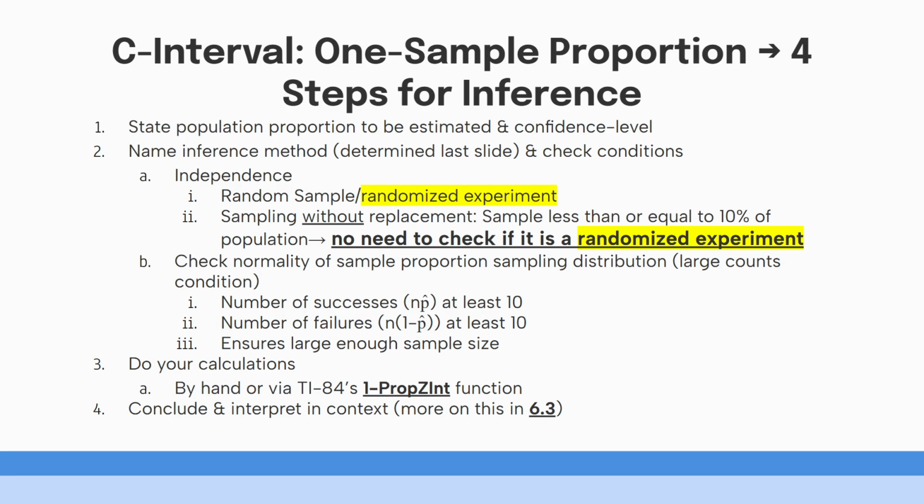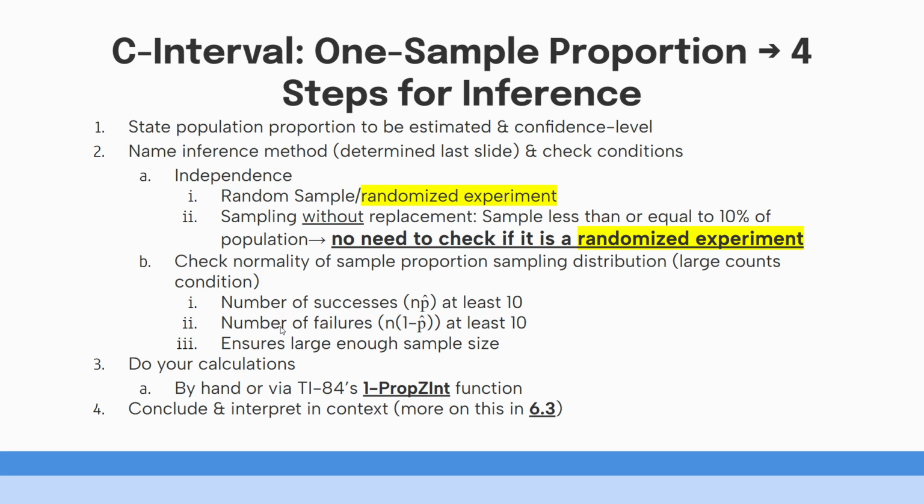Anyway, the second aspect: you first check for independence. Then you have to check for the normality of the sample proportion sampling distribution. You just have to make sure that the distribution of your sample proportion is normal. The way you do that is that the number of successes, which is the sample size times the sample proportion, is at least 10. So when you multiply those, is the value 10 or greater? If it is, that's the first part of the condition met.